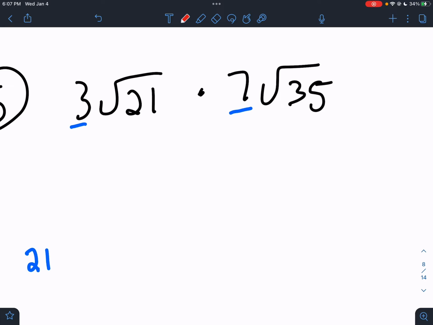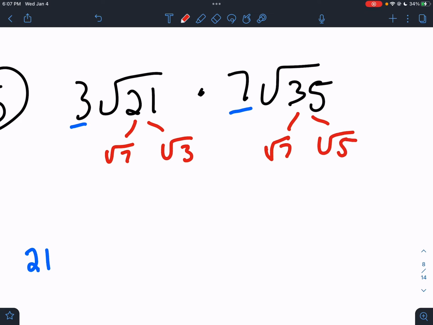So I'm going to break down these two radicals. And I'm looking for common factors. We want to GCF it. This is root 7 times root 3. This is root 7 times root 5.